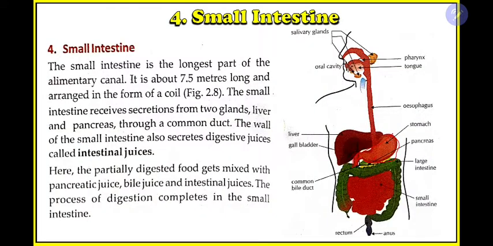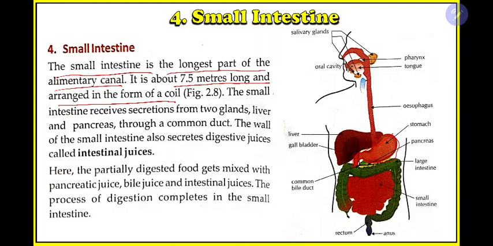So what will happen in the small intestine? The small intestine is the main part of our alimentary canal, where digestion mainly occurs. Where digestion mainly occurs, main part. As I told in the last slide, the stomach is the widest part of our alimentary canal, and the small intestine is the longest part. So the small intestine is the longest part of the alimentary canal. How long? It is about 7.5 meters long and arranged in the form of a coil. So 7.5 meters, almost as long as a big bus.